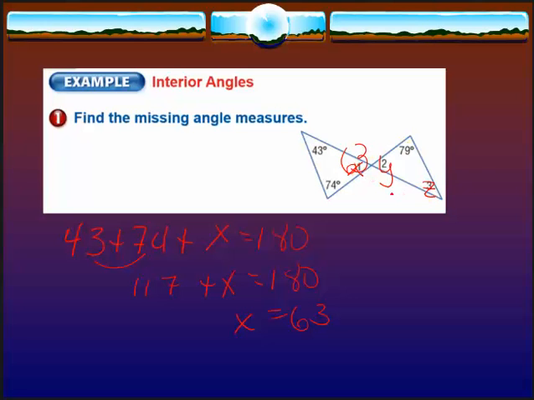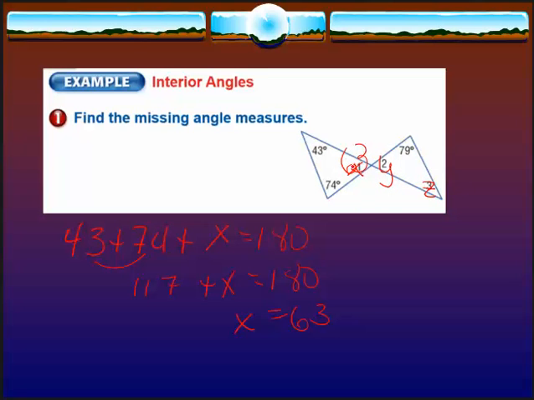Now I'll look at this triangle on the right here. I don't have 2 angles to solve for the third one. So that means I've got to look for another relationship. I always have to ask myself, what are some relationships here that I can use? What do I know about this picture?